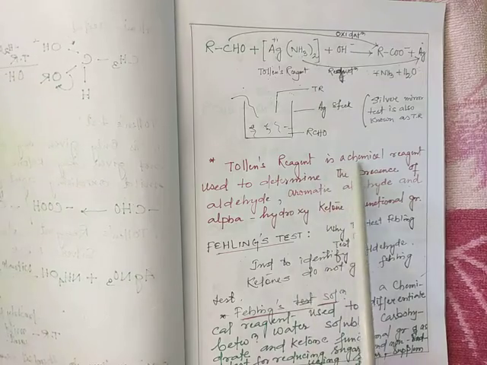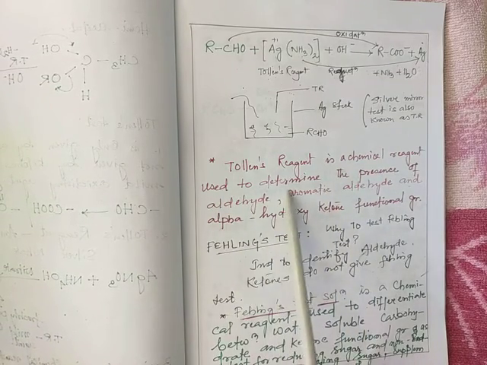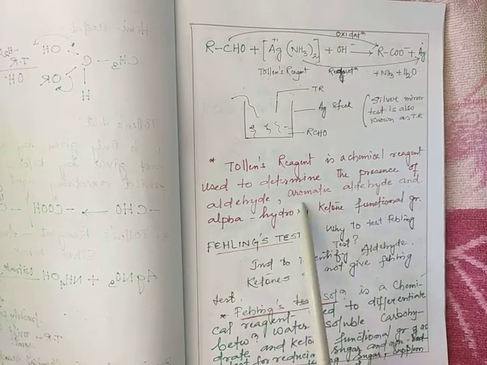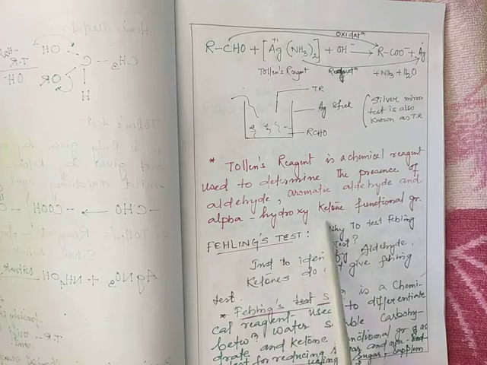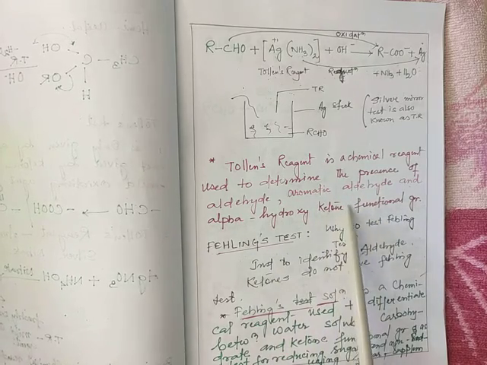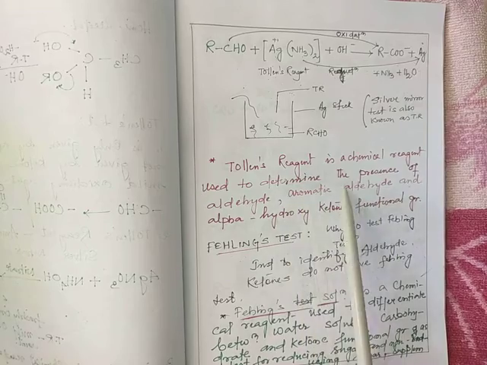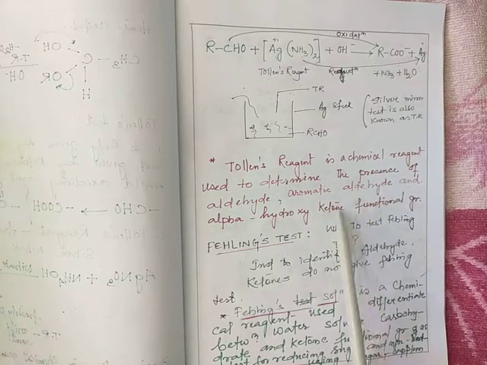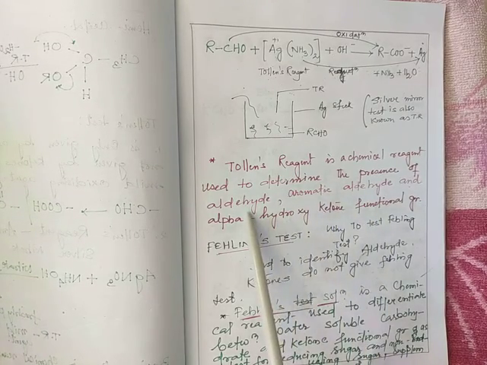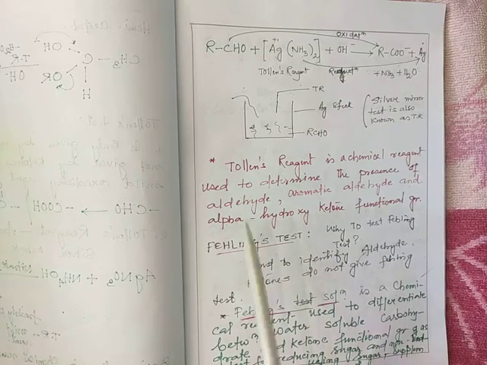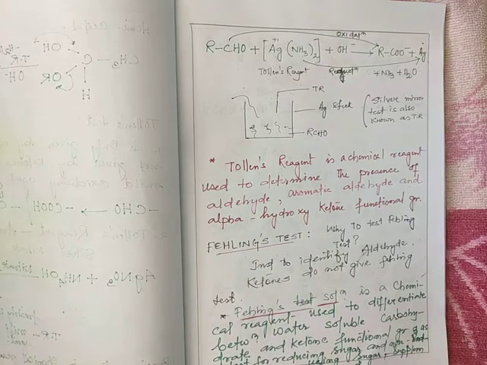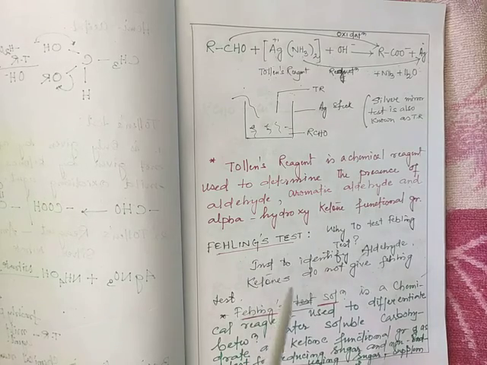Tollens reagent is a chemical reagent used to determine the presence of aldehyde, aromatic aldehyde, and alpha hydroxy ketone functional group. That means not in ketone, only aldehyde, aromatic aldehyde, and the compound which has alpha hydrogen ketone at that time only. So acetone and this kind of compound will not have alpha hydrogen.